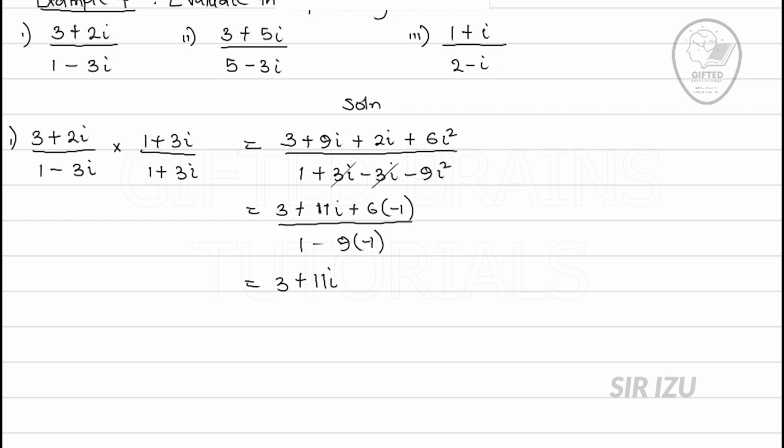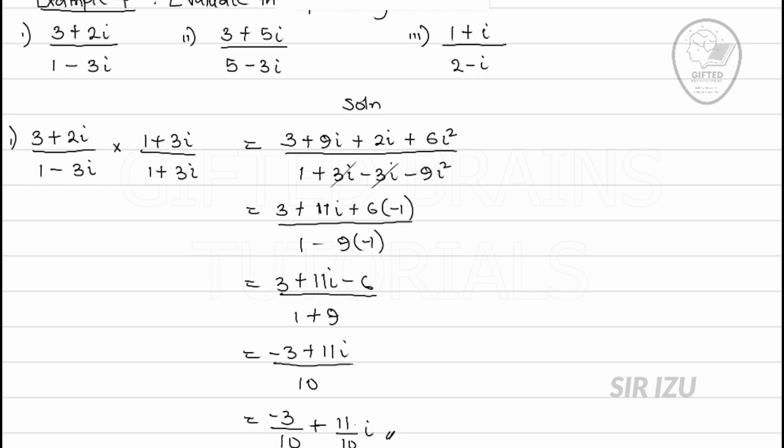So eventually we have 3 plus 11i, the 6 times minus 1 will give me minus 6, all over 1 plus 9. So if we further simplify, we have 3 minus 6 will give me minus 3 plus 11i all over 10. We can leave this like this or write it as minus 3 over 10 plus 11 over 10 i. And this is our final answer. I'll leave it in decimal.